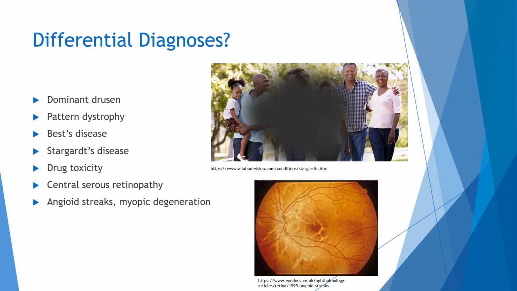workup is required. The differential diagnoses commonly considered for AMD are dominant drusen and pattern dystrophy, which is caused by a buildup of lipofuscin, Best's disease, which is vitelliform macular dystrophy, Stargardt's disease, which is a hereditary macular dystrophy, drug toxicity with a lot of ocular side effects, central serous retinopathy, and angioid streaks and myopic degeneration.